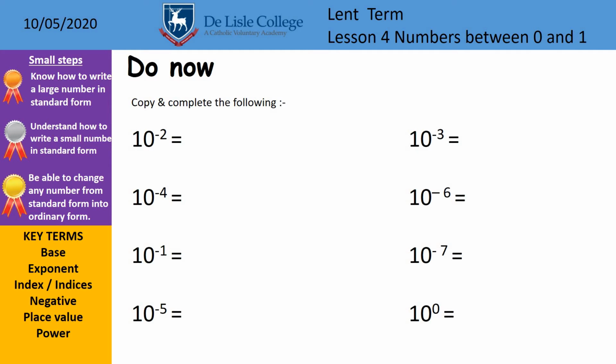Your do now task is to copy and complete the following, write them into your exercise books. You can put the new title, numbers between 0 and 1, write them down and then put your answers. Pause the video while you do them, and then in a few moments you can get the answers on the next slide.